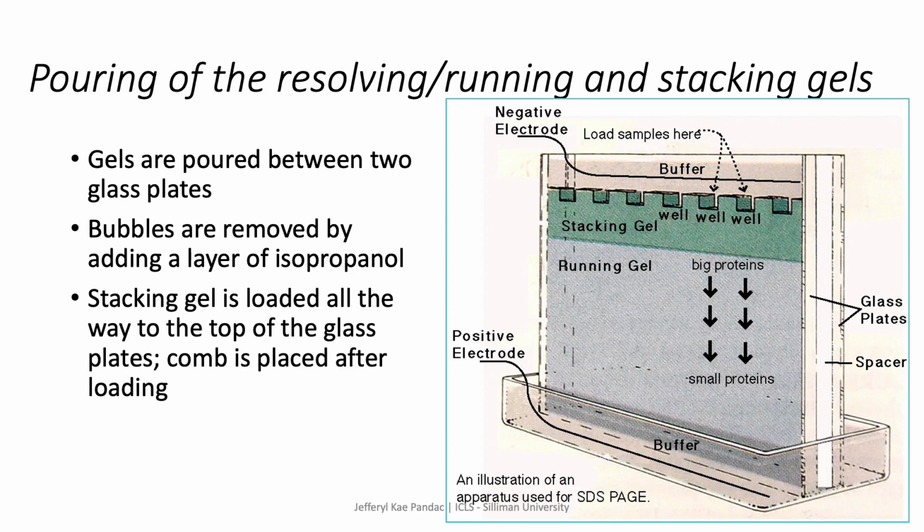So for the first step of SDS-PAGE, the resolving gel is poured between 2 glass plates. When bubbles are formed, these are removed by adding a layer of isopropanol on top of the gel. The gel is then allowed to solidify. When this happens, the isopropanol is removed by using filter paper.